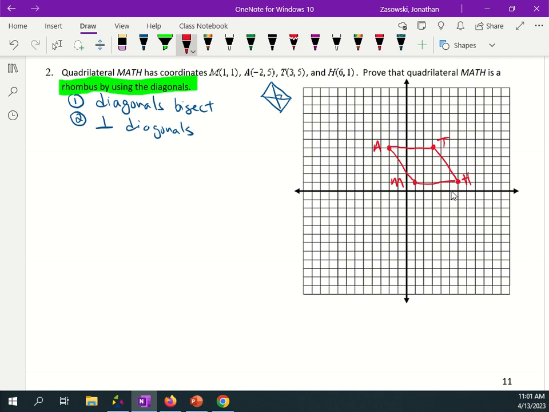All right, but we're using diagonals, so we need to get in order to do bisect, what do we really need to show? Midpoint, very good.